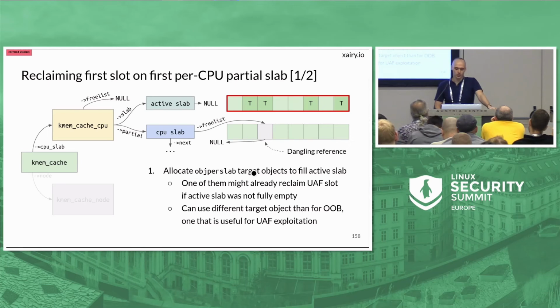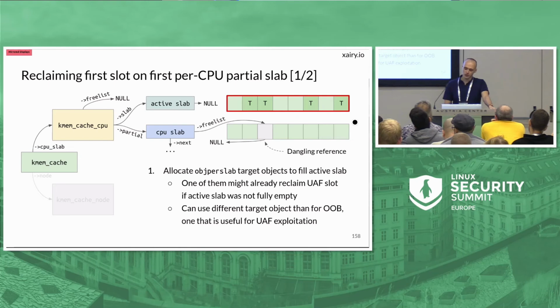per slab target objects. And once we allocated opt per slab target objects, it might already happen that one of those objects is going to reclaim our slot on the per CPU slab if the active slab was not fully free. So if we only had a few free slots, then once we allocate, like in this case, we had 4 free slots, we allocated 4 objects, and object number 5 is going to be placed here already because this is the next slab that's going to be used.